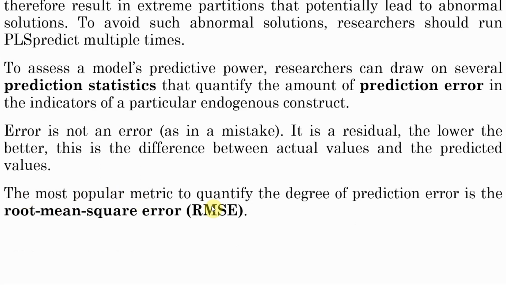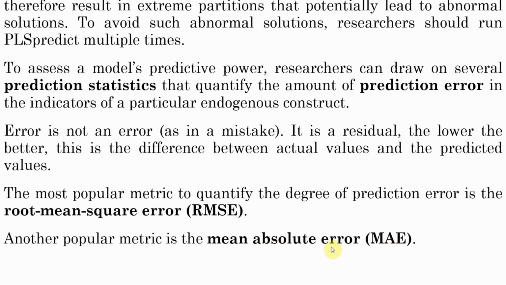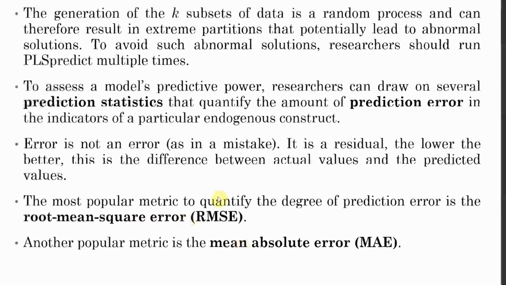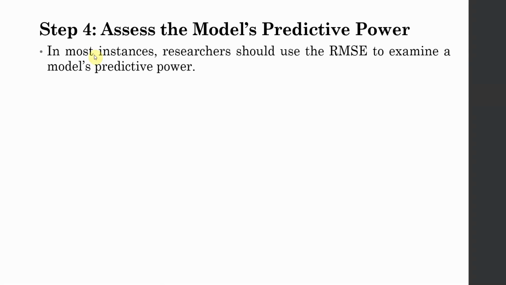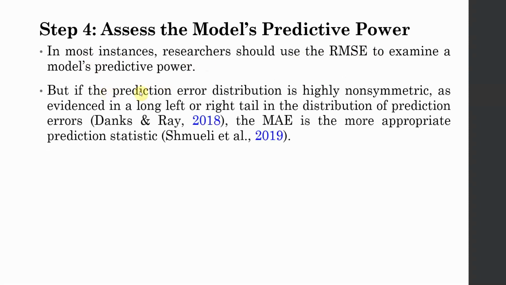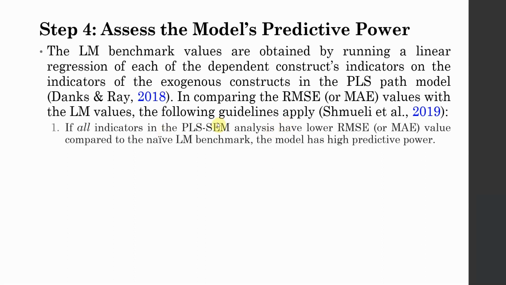Now, the most popular metric to quantify the degree of prediction error is root mean square error, RMSE. Another one is MAE, mean absolute error. Now, which one to use? In most instances, a researcher should use RMSE. However, if your prediction error distribution is highly non-symmetric, that is, there is a long left or right tail in the distribution of prediction error for the endogenous variables, then you are going to use MAE. And these are the guidelines that we are going to use.